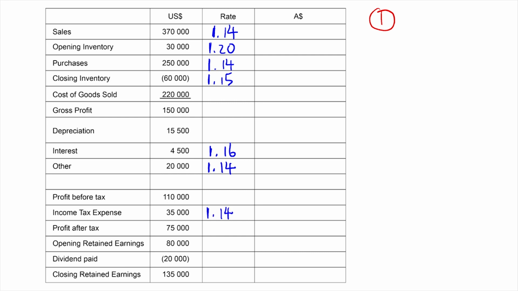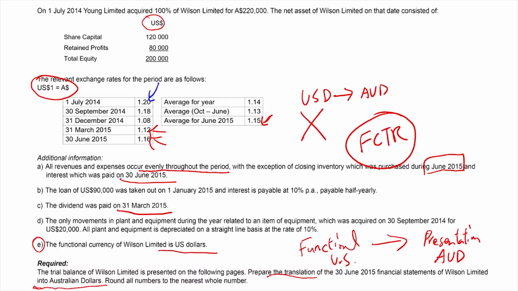There are two more items that we need to put the rate on. The first one is the opening retained earnings. Just like opening inventory, because you carry forward from last year, which is the pre-acquisition rate. So that one is 1.20. And finally, with the dividend paid, let's go back to the question. It says that the dividend was paid on 31st of March 2015, and the rate is going to be 1.12.